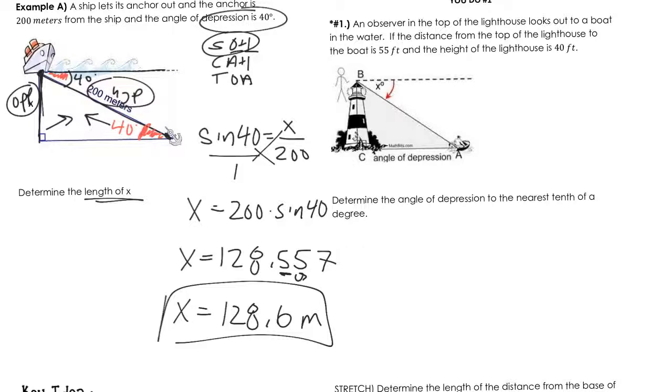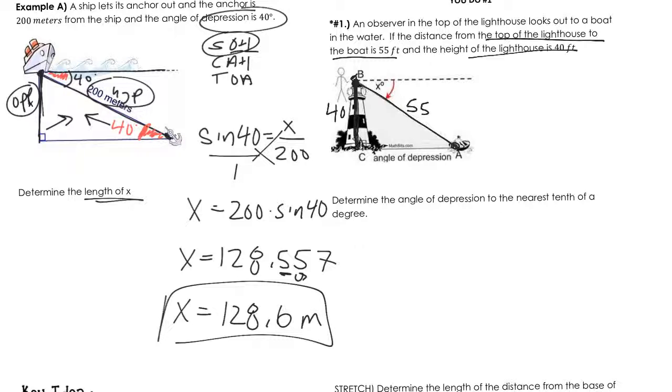So on this question, an observer looks from the top of the lighthouse to a boat in the water. The distance from the top of the lighthouse to the boat is 55 feet. So top of the lighthouse to the boat, that's BA, which is 55. A lot of people labeled that wrong in class. Top of the lighthouse to the boat. Just read carefully. The height of the lighthouse is 40 feet. Most people got this. That's this side of the triangle is 40 feet.